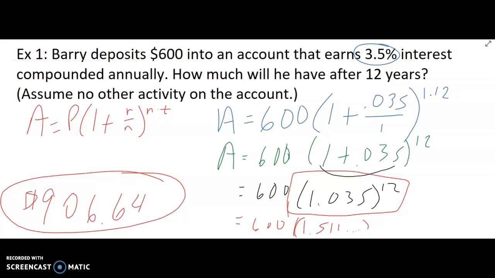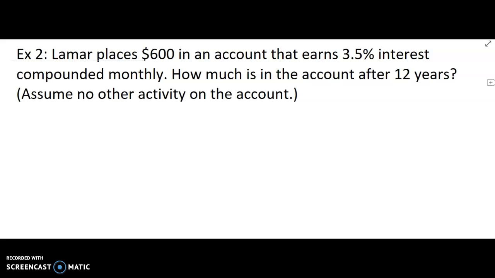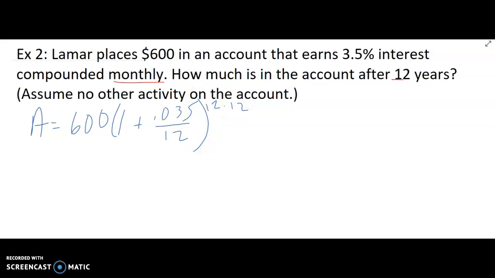Now, I want to do the same basic example, except let's talk about Lamar, but $600, 3.5%. The difference is I want to compound monthly. We're still talking 12 years. Just so you can see with the exact same numbers, how does the difference in compounding change the value? Because it does. So A equals 600, 1 plus 0.035 divided by 12, raised to the 12 times 12 power. Because remember, n is 12 because it's monthly, and we have 12 years. That's where we have the 12 times 12.